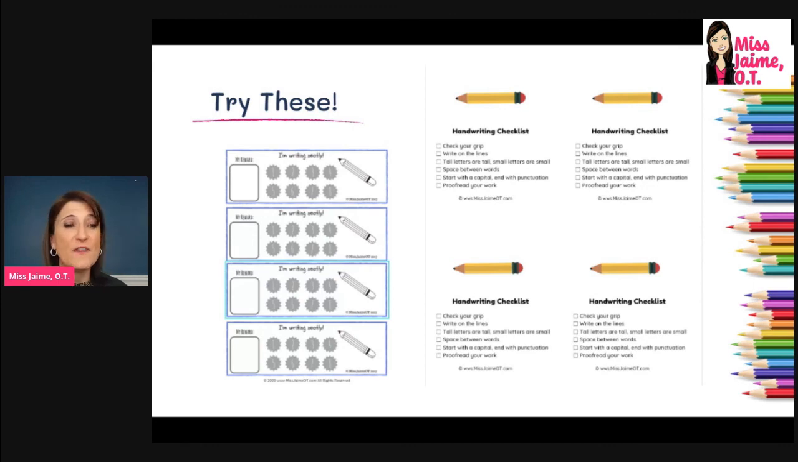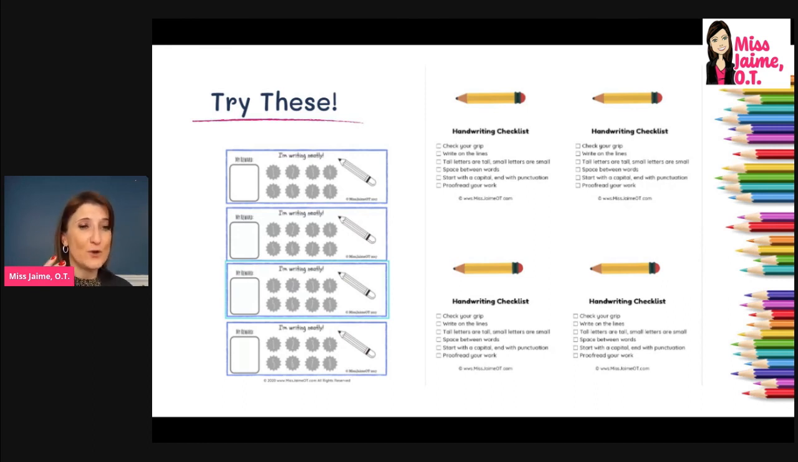So on the left, we just have an I'm writing neatly checklist, and I think this is great to use as a class-wide reward program. Just cut them off and put them on each child's desk, or you can have one per table if your kids are sharing tables, although a lot of kids aren't sharing tables nowadays. But you catch someone writing neatly, and as the teacher or as the parent, you can give them a sticker or a stamp or a hole punch or whatever, and then they can earn their reward.